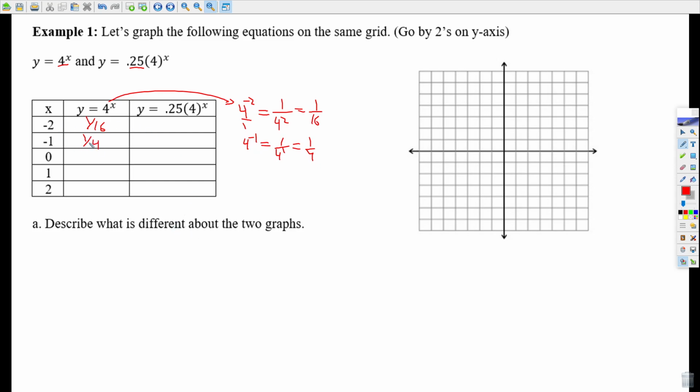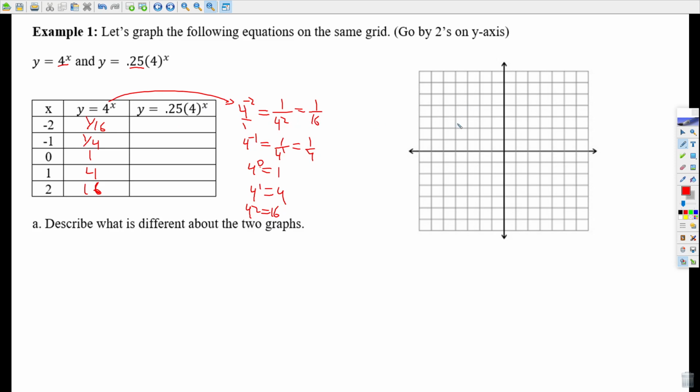I'm going to go a little faster on this table. What if we have 4 to the 0? Anything to the 0 power is 1. 4 to the first is 4. And then we have 4 squared, which is 16. Maybe you might see a little pattern here between the fractions that we have and the whole numbers that we have.